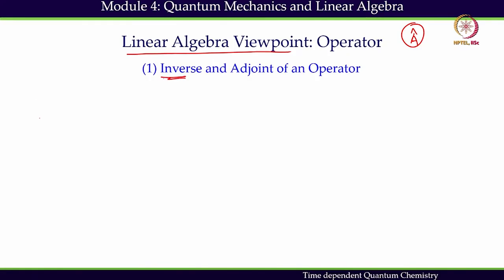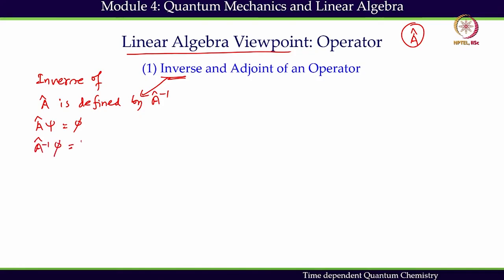The inverse of an operator, let us say A, the inverse of A, is defined by A inverse. So, what happens? A acting on psi gives me another wave function phi. In that case, the inverse of A acting on phi gives me psi. This is more like a reversible process. From this point of view, quantum mechanics is reversible. If this operator is acting on psi and giving me phi, then the inverse of this operator can act on phi and I can get psi.